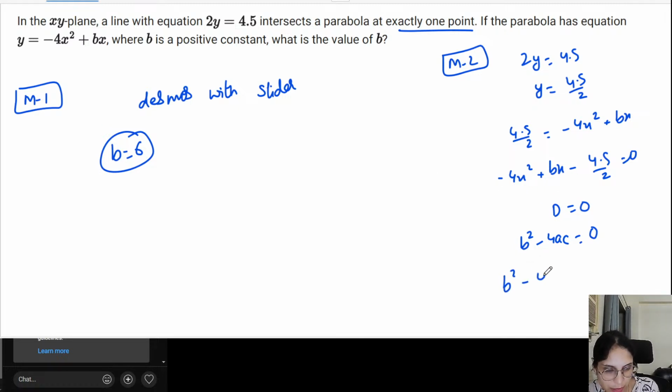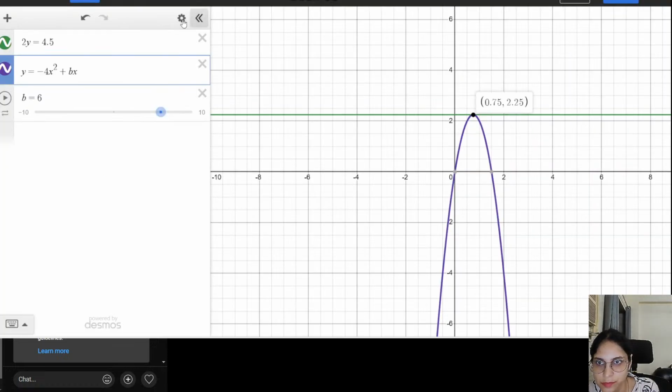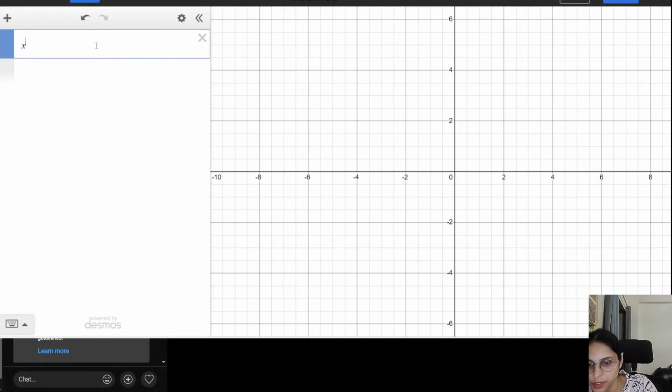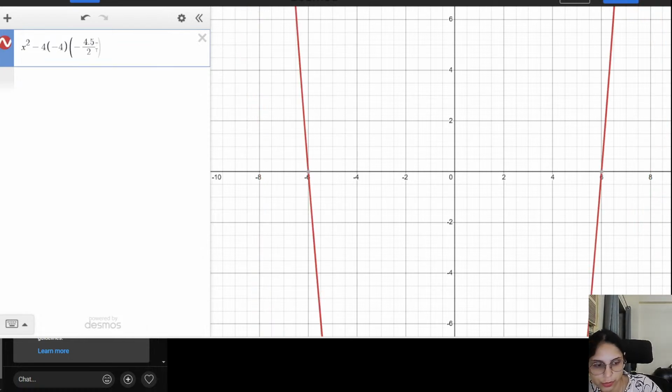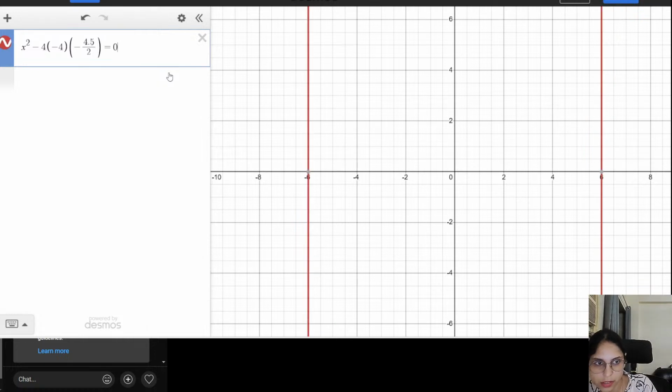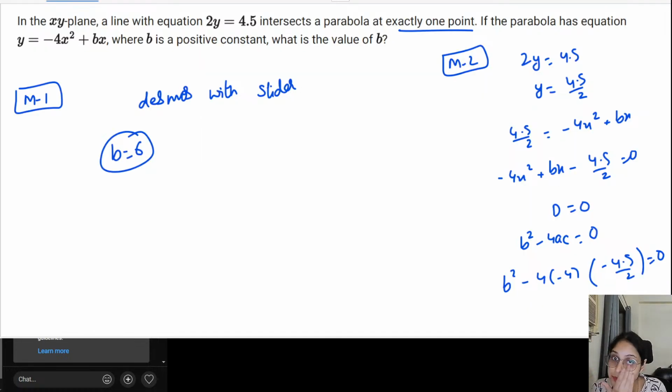So it is b squared minus 4 times negative 4 times negative 4.5 over 2 is equal to 0. Instead of b, I will write x squared minus 4 times negative 4 because the value of a is this much. C is negative 4.5 divided by 2. And this is equal to 0, so we're getting b can be 6. And b is a positive constant, so it has to be 6. So a slider also you can use. You just have to move the slider and see where you're just getting one solution.